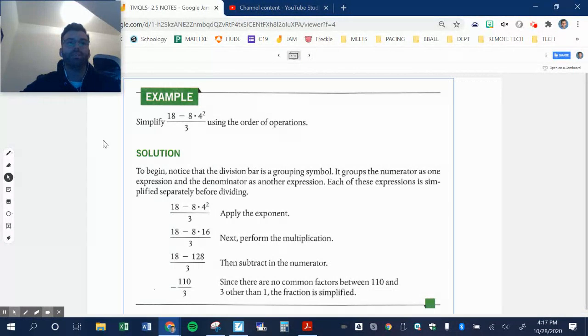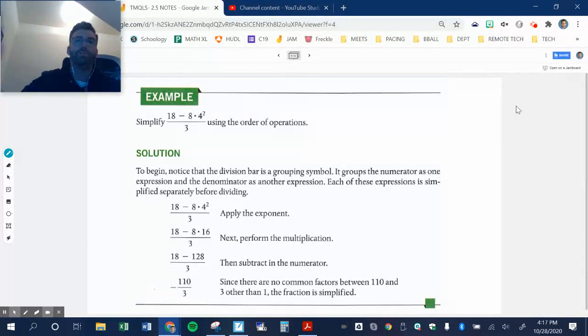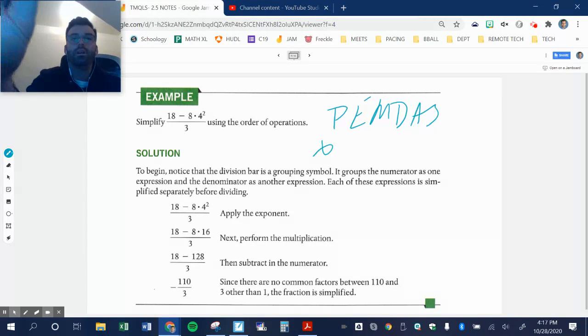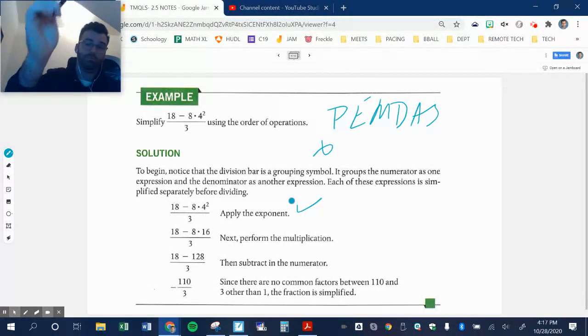Simplify. So this gave us a solution here. Remember PEMDAS. The first thing I want to look for: are there any parentheses? No, there's not, so that's out. Is there an exponent? Apply the exponent. I square the 4 to get 16. Multiplication is next: 8 times 16. Now, technically, this is where some people get confused.